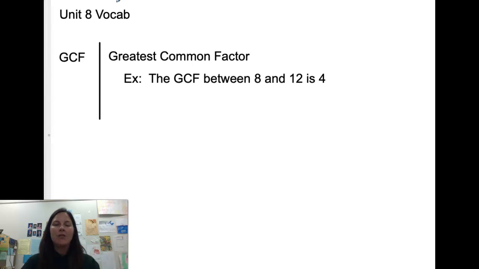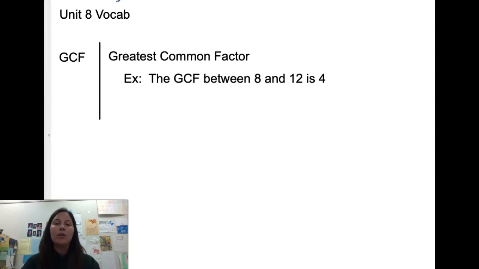Today we're going to learn how to factor what's called a GCF, and hopefully you've heard this term before. GCF stands for greatest common factor. What we've been doing all last week is factoring. So we've been taking an expression and we're basically dividing it back into factors.